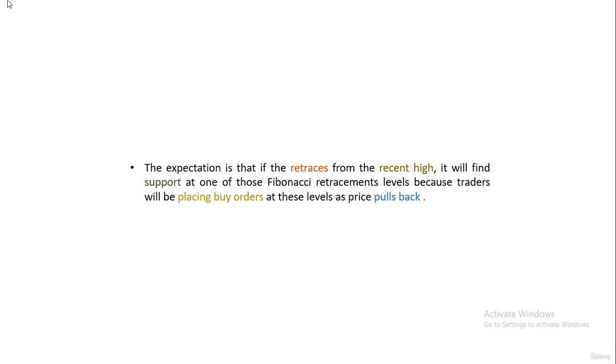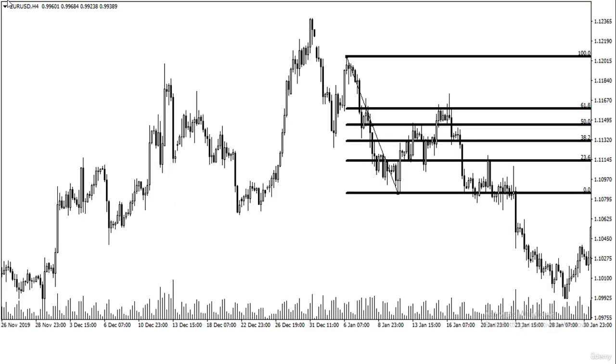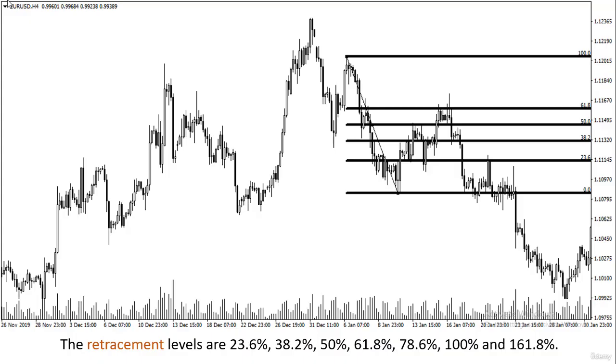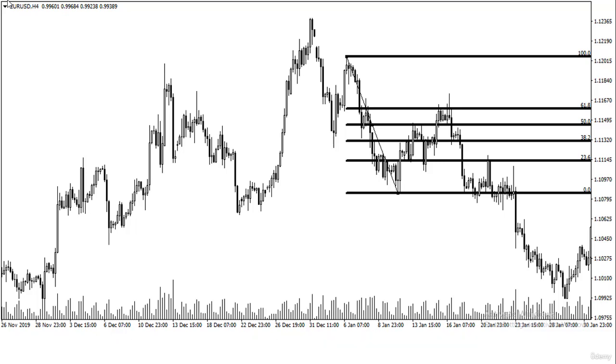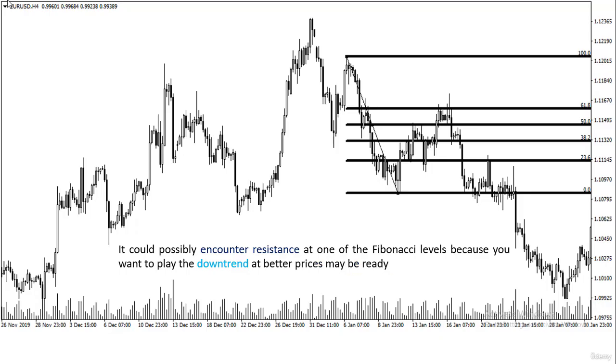Then for a downtrend, do the opposite: click on the swing high and drag the cursor to the most recent swing low. As you can see in the real chart, this is the 4-hour chart of Euro USD. You see the most recent swing high price 1.12015, and drag the cursor to the swing low price 1.10853. The charting software shows the Fibonacci ratios, then you find the entry points. The expectation for a downtrend is that if price retraces from this low, it could possibly encounter resistance at one of the Fibonacci levels. Because you want to play the downtrend at a better price, be ready with a sell order.